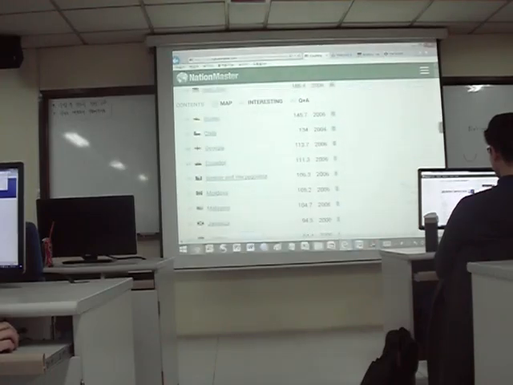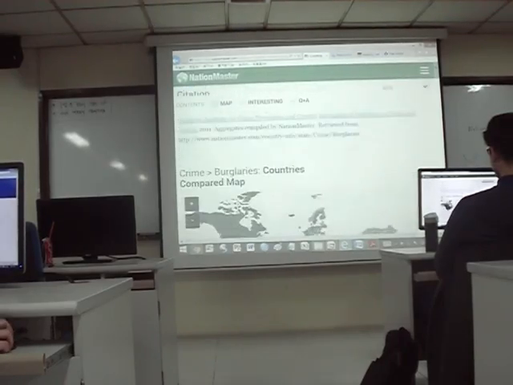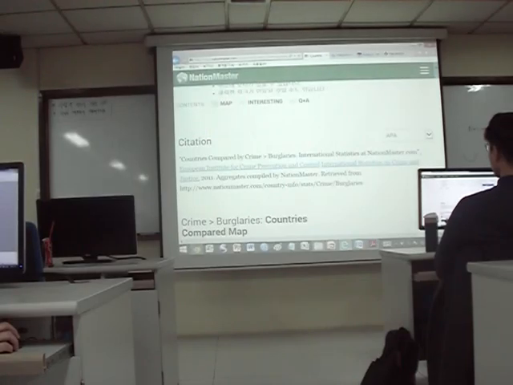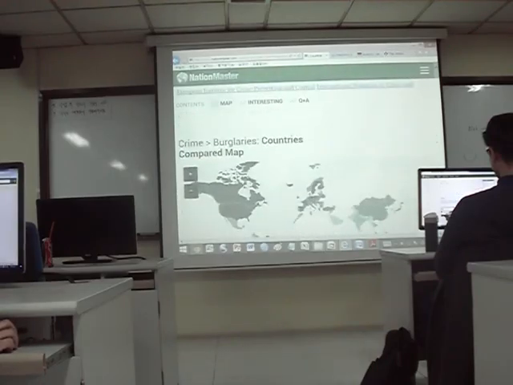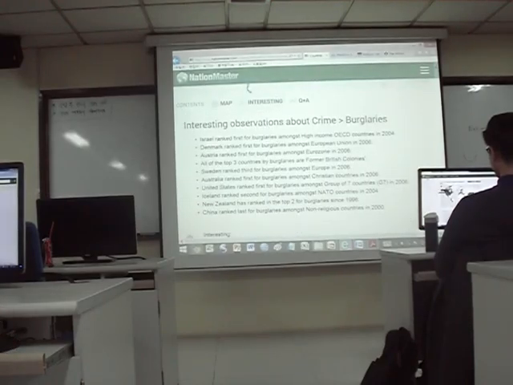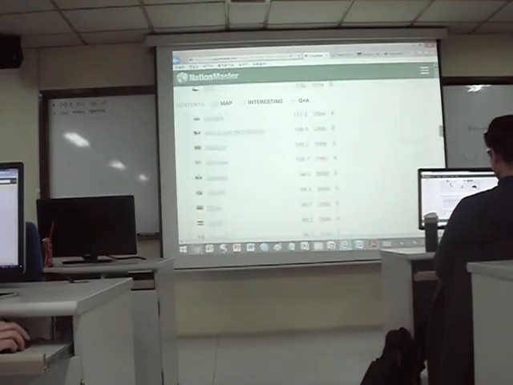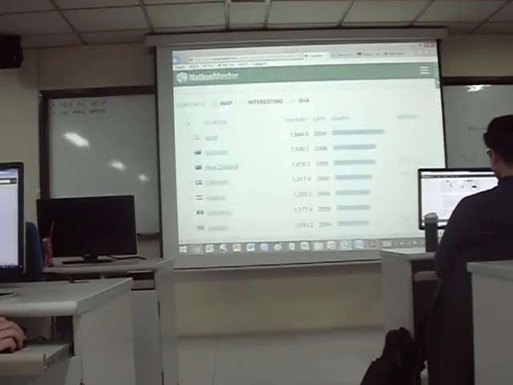So if we scroll down on Nation Master to the bottom, right, we can see here where they got the numbers: the European Institution for Crime Prevention and Control, International Statistics on Crime and Justice. Then we can also have a look at the map, and it has some explanation. Israel is first for burglaries among high income countries, right? Denmark wins in the European Union. Some interesting facts. So we can just look at the different countries.